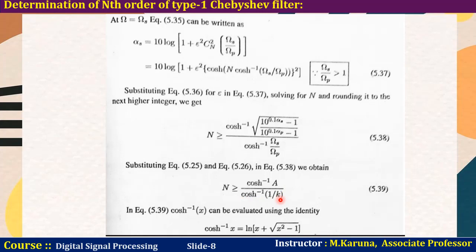K is the transition ratio, and also cosh inverse x can be evaluated using the identity, that is ln of x plus root over x square minus 1.